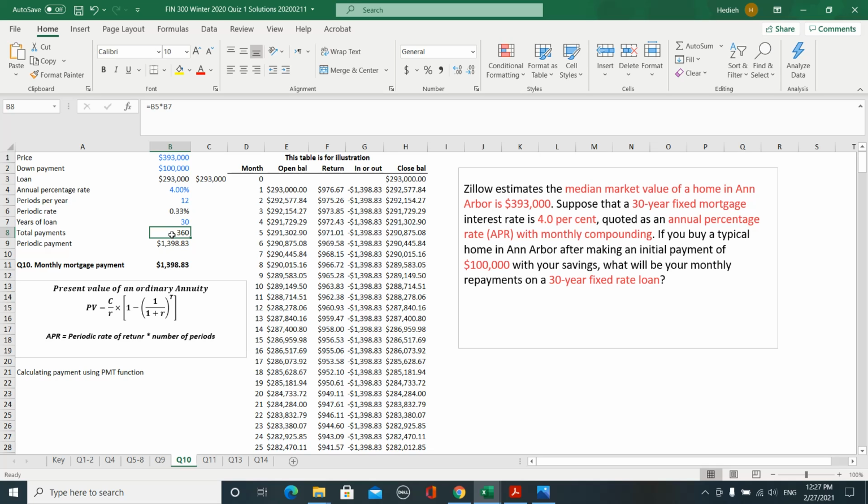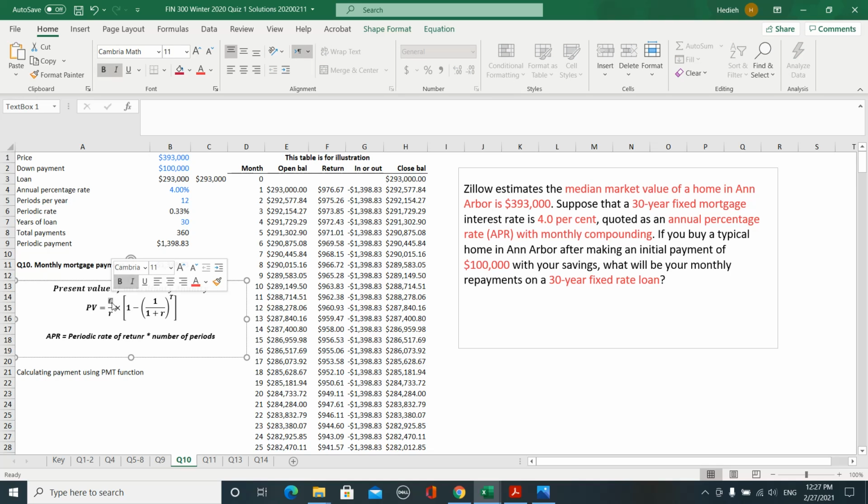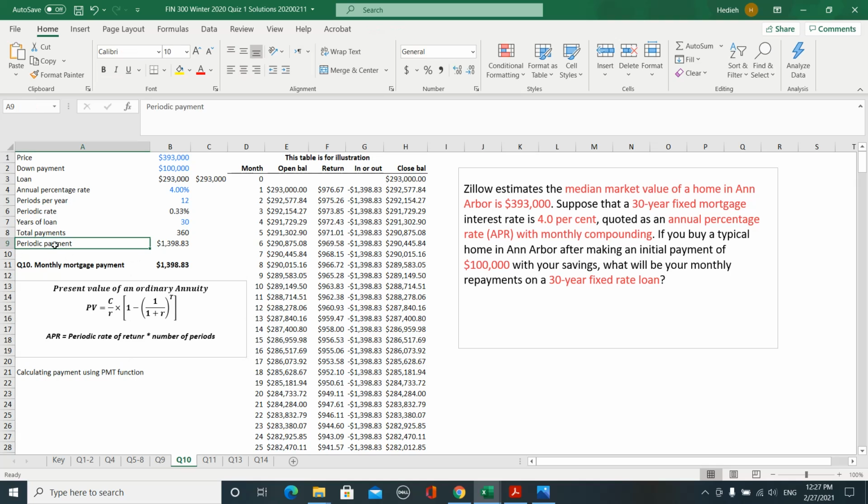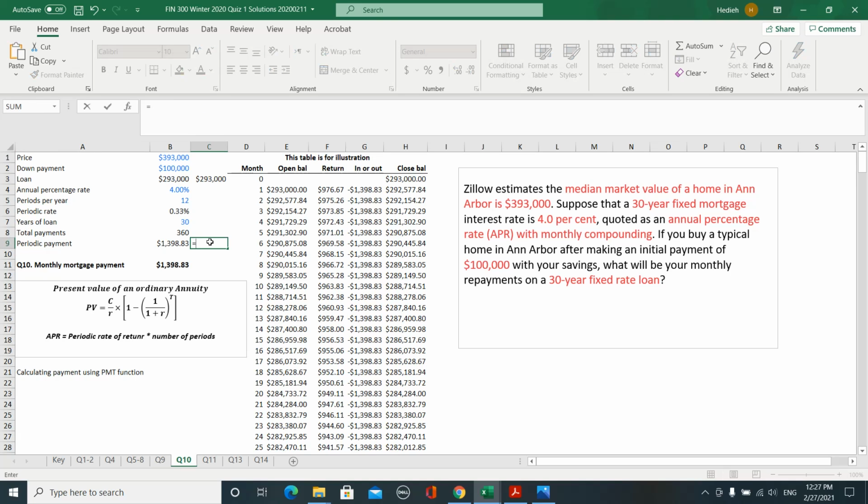So in fact, this question is asking you what is the value of C in this ordinary annuity? How much you should pay back each month in order to pay back your debt in 30 years. Okay? And the present value of your debt is $293,000. So let's calculate this periodic payment using the formula that we have for the present value of an ordinary annuity. So C becomes the present value of your debt multiplied by your interest rate that you should use.